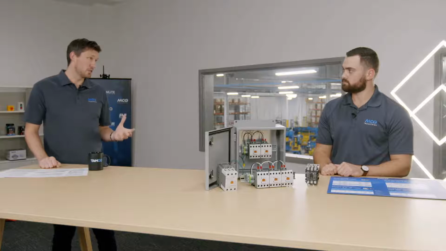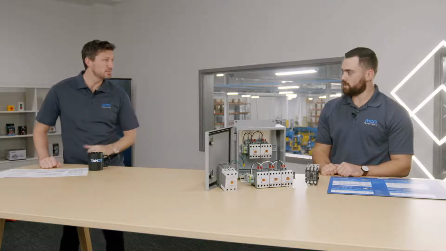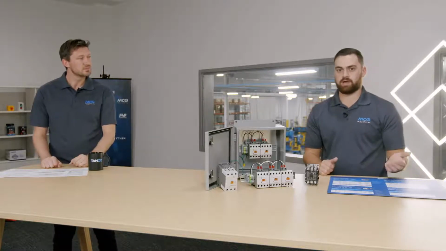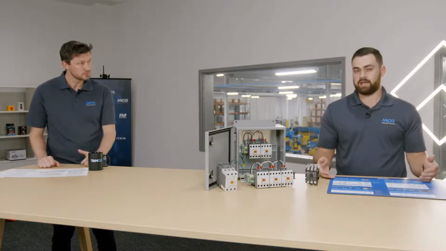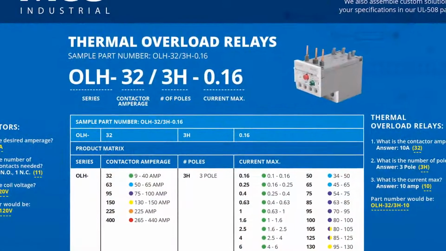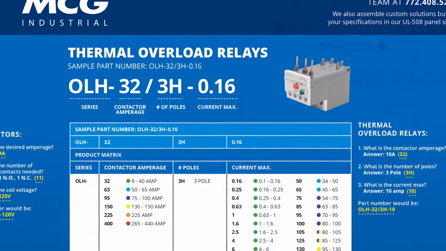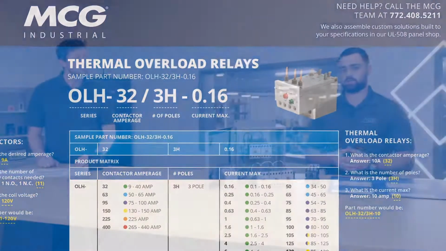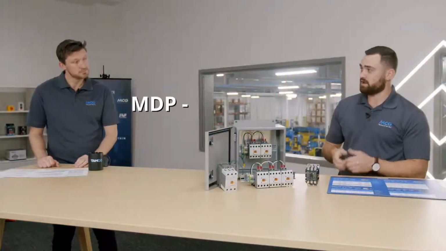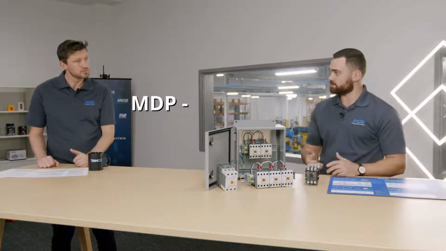Okay, Kyler, so I need a definite purpose contactor. Could you help me find the right one? Yeah, of course. In MCG, we actually developed a neat and handy part number matrix to really help scenarios like this. So our definite purpose contactor part number matrix starts out with MDP. So following that, Anthony, what is the amperage that you're looking for?